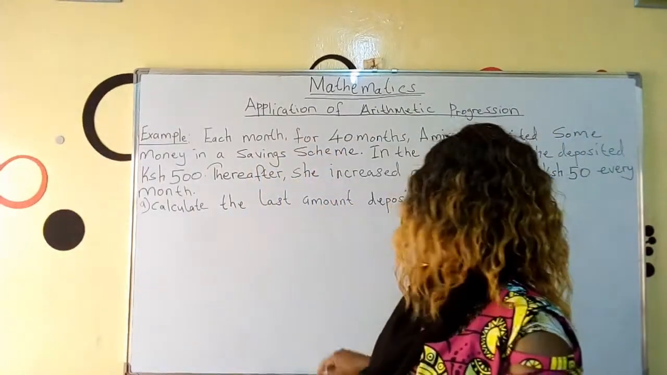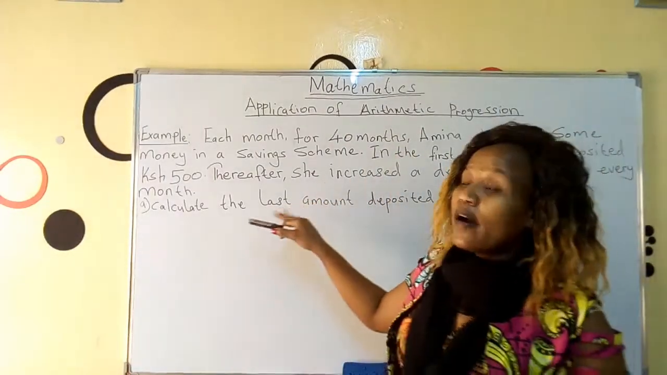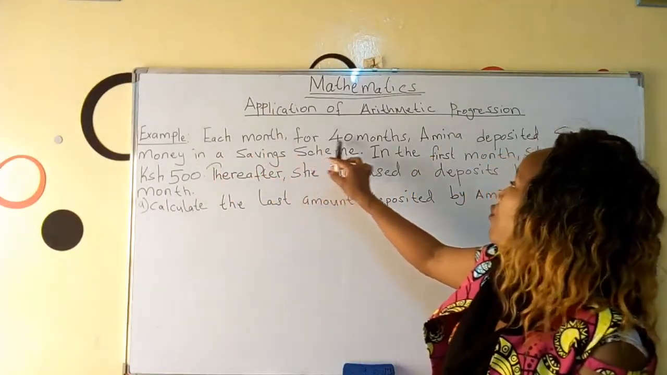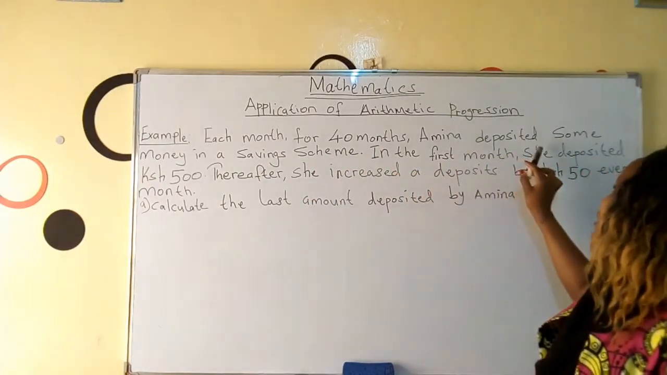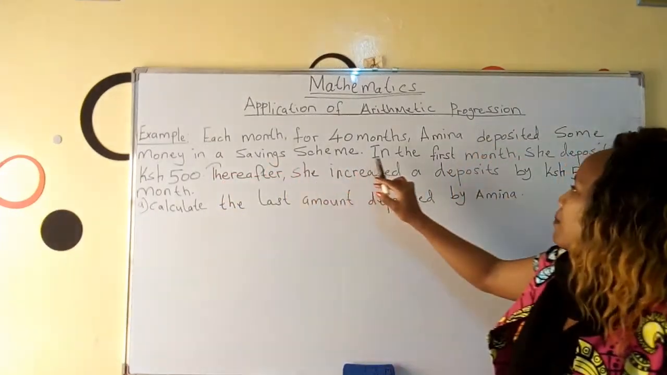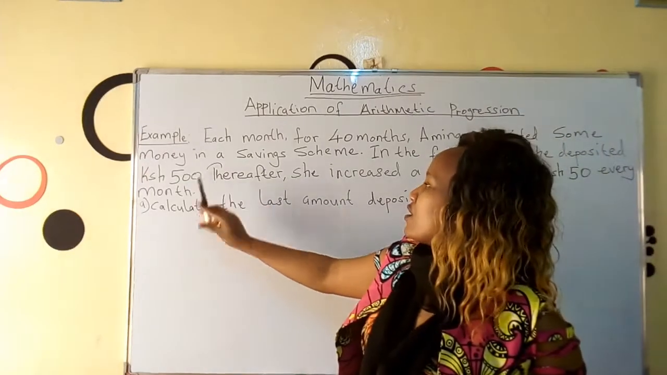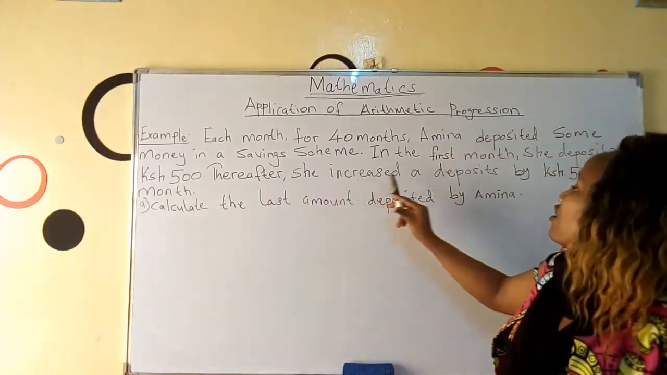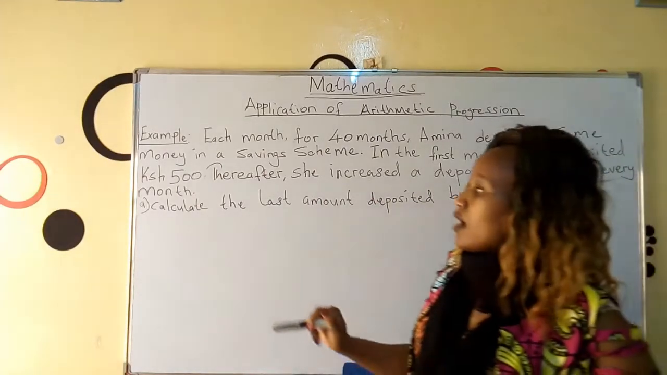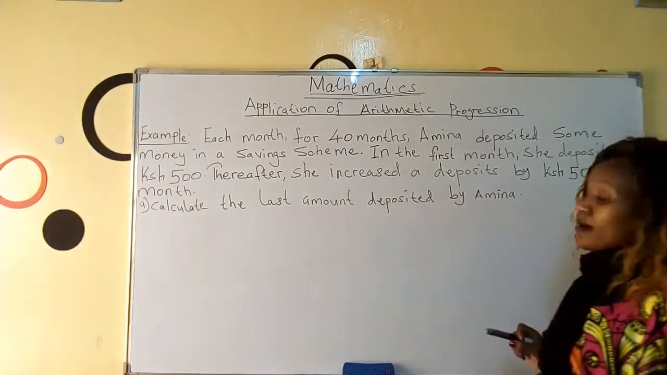Today's tutorial, we are looking at application of arithmetic progression, and with me here I have an example whereby you are told each month for 40 months Amina deposited some money in a savings scheme. In the first month she deposited 500 shillings, and thereafter she increased her deposit by 50 shillings every month. And the question is now, calculate the last amount deposited by Amina.